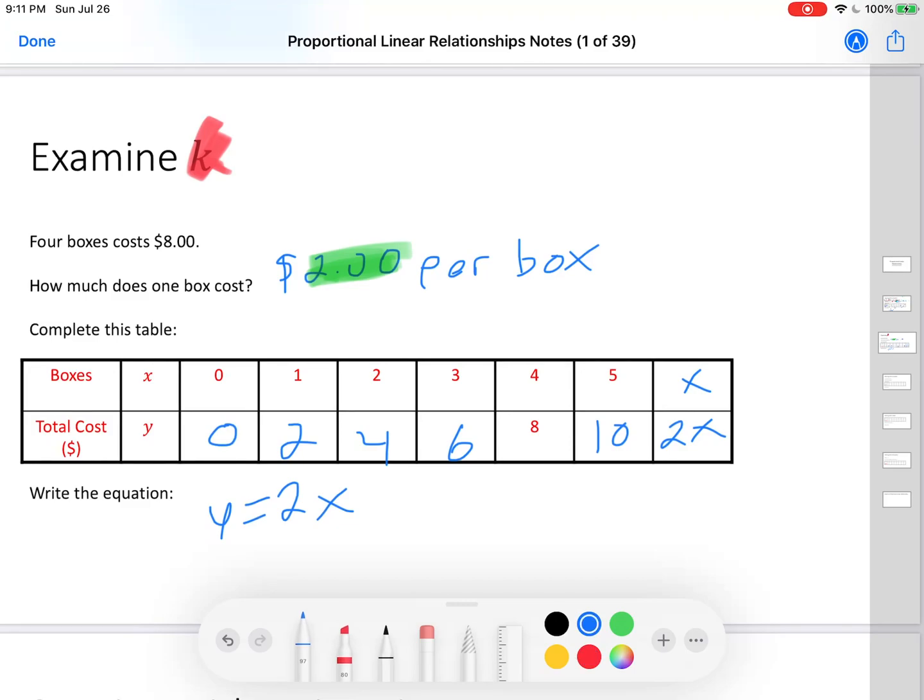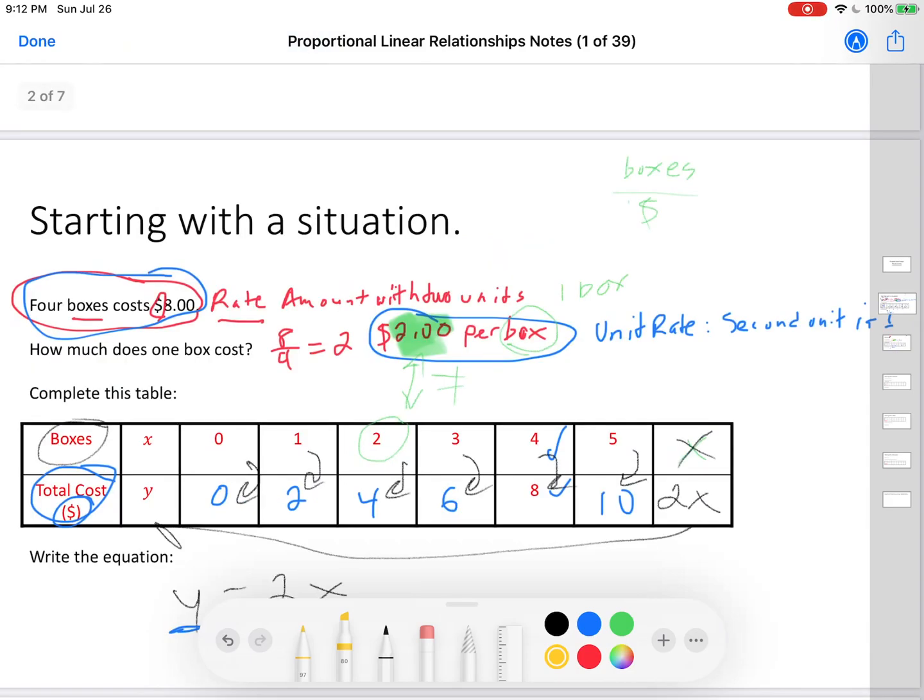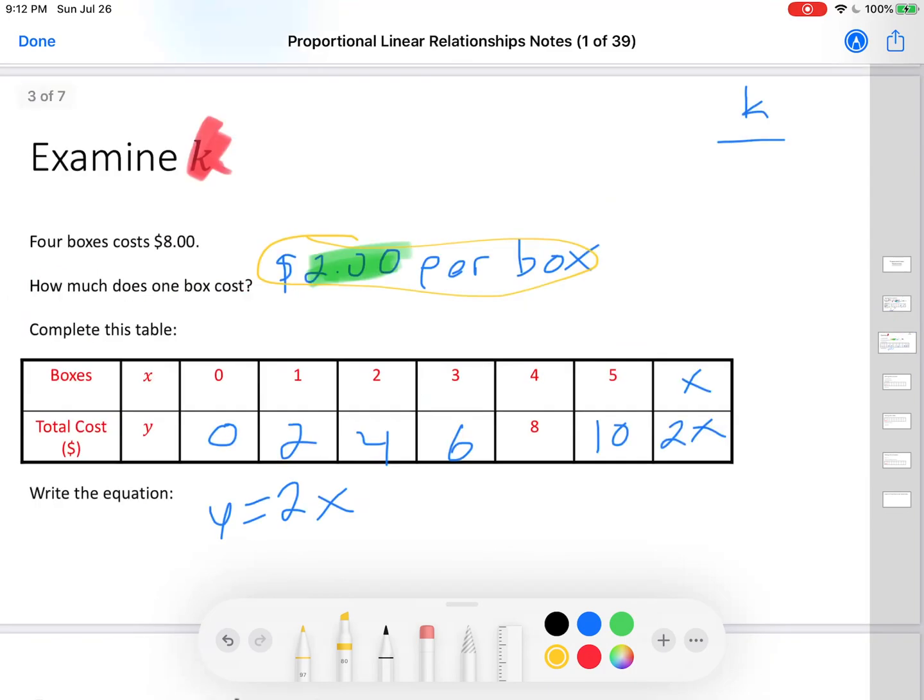We're going to find all the places here where k is. Where is that number 2? We're going to make a k list. All right, well, first of all, first k. Here it is, $2 per box, right? Well, what is that called? That is called a unit rate. So our first entry for what k is: unit rate. Excellent.